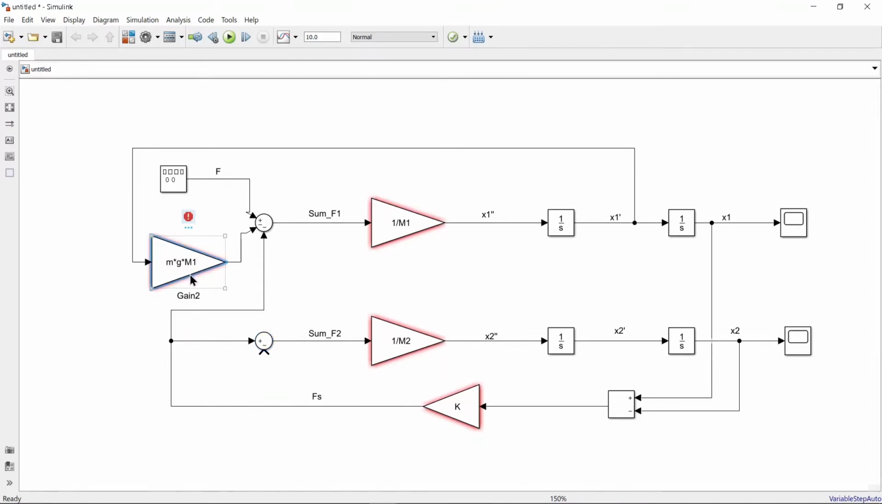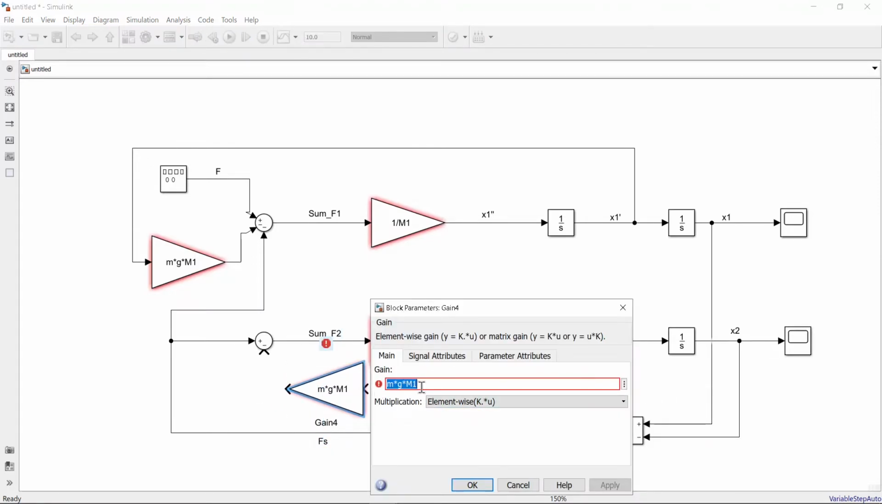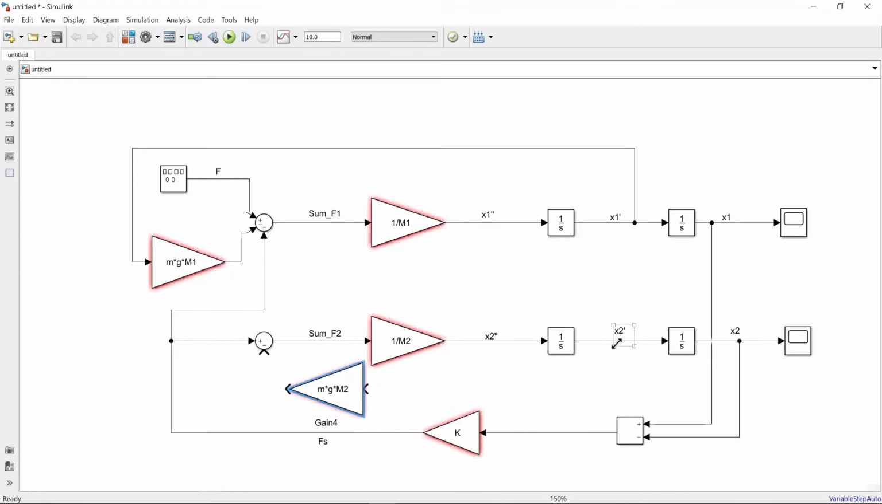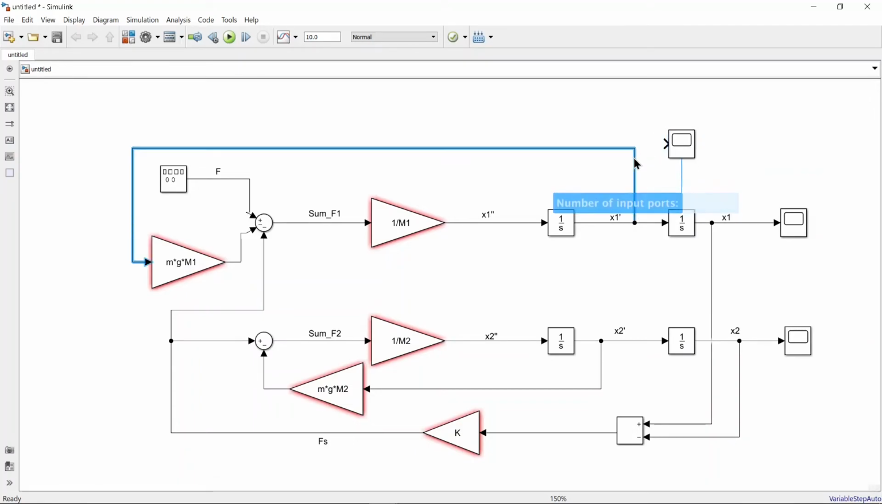I need another gain like this, so I'll copy this, just invert. Where is my Fs? This Fs will go here. Alright. So this m1 will change to m2. Apply. Okay. And from x2 the velocity, will take velocity from here and subtract here, and we want to see the velocity profile, so we'll take another scope and add here. I need to put the values of m1, m2, k, f, mu and g.